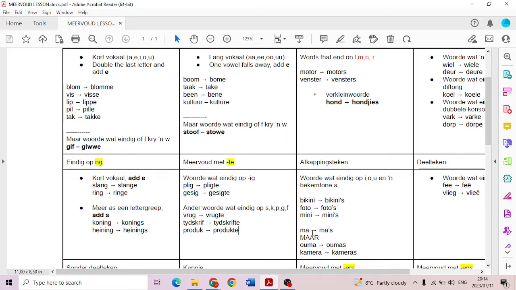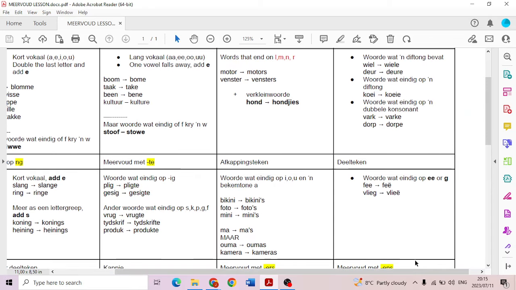But ma is emphasized, so it will also have the apostrophe. However, oma, the emphasis is on O, not on the ma part. That's why it doesn't get it, together with camera. So camera, the emphasis on the first A. It's not camera, and that's why it doesn't get the apostrophe. I hope that makes sense.